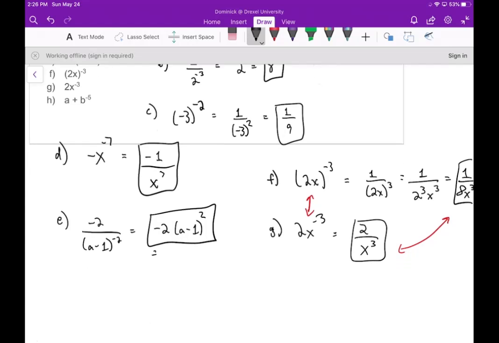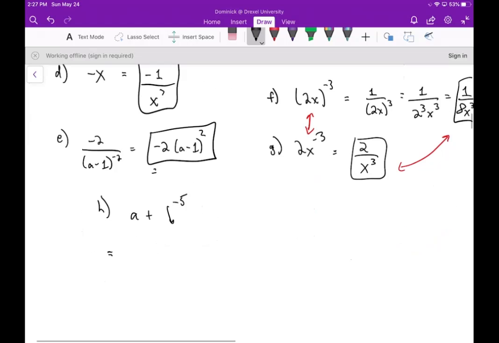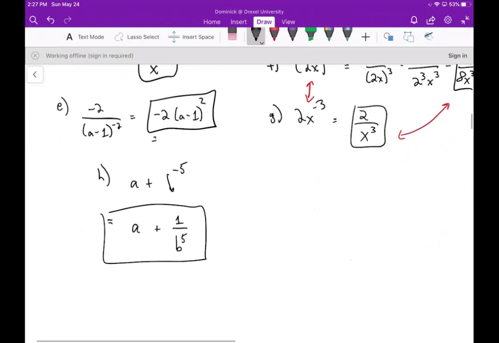Okay, and then part H, we have a plus b to the -5th, right? And a I can't do anything with, but b to the -5th I can make 1 over b to the 5th. Of course, if you wanted to, you could find a common denominator and add those two together, but we'll leave this as a plus 1 over b to the 5th.